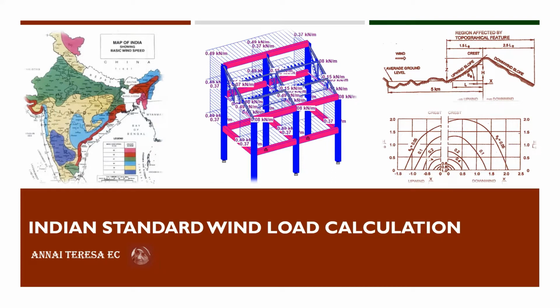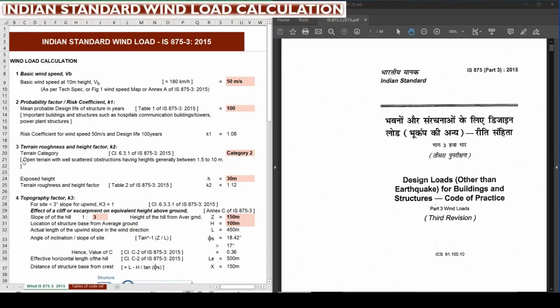In this video, we are going to calculate wind load based upon Indian standard. On the right hand side, you can see IS 875 Part 3 2015, which is the code required to calculate wind load based upon Indian standard. On the left hand side, you can see an Excel sheet which is developed to demonstrate wind load calculation as per Indian standard. The first input required is basic wind speed.